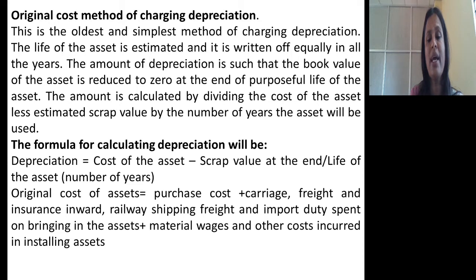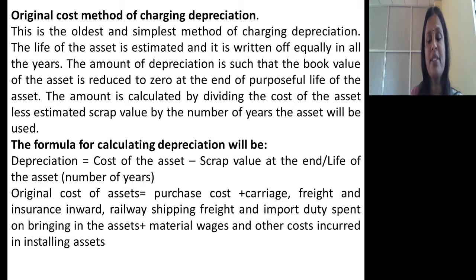The amount is calculated by dividing the cost of the asset less the estimated scrap value by the number of years the asset will be used. In the sense, cost of asset minus scrap value will be divided by the number of years the asset will be used to arrive at the amount of depreciation per annum. So depreciation is equal to cost of asset minus scrap value divided by lifetime of asset.